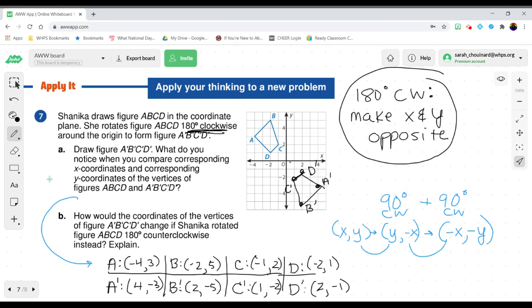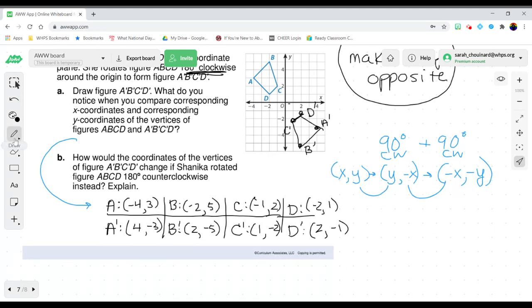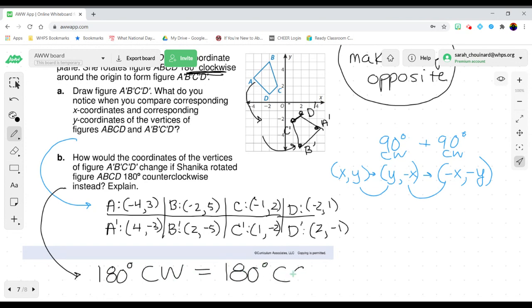And question B, again, I'm sorry, my screen doesn't have as much space as yours does. Here's my answer to question B. If I went 180 counterclockwise, so if I went one quarter and another quarter, I'd end up in the same place. So 180 degrees clockwise is the same as 180 degrees counterclockwise. And so that's very exciting. We don't have to memorize anything new with that.